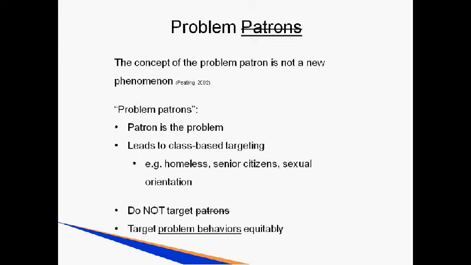The problem with using the phrase problem patrons is that the wording identifies patrons as being the problem. This leads to targeting entire classes of individuals, which is morally and legally wrong. We cannot target the homeless, senior citizens, etc. We must target inappropriate or problem behaviors. In addition, the behaviors identified must be applied equitably to all. For example, a rule against odors must apply to individuals drenched in perfume, as well as those with offensive body odors.